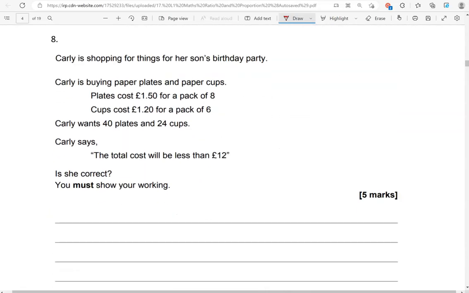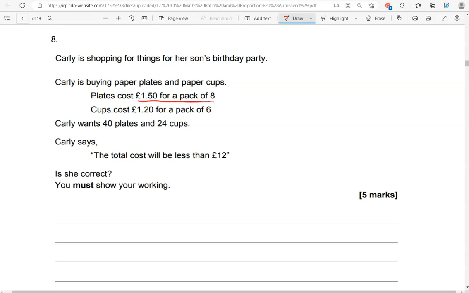Carly is shopping for things for her son's birthday party. Carly is buying paper plates and paper cups. Plates cost £1.50 for a pack of 8. Cups cost £1.20 for a pack of 6. Carly wants 40 plates and 24 cups. Carly says the total cost will be less than £12. Is she correct? You must show your working.